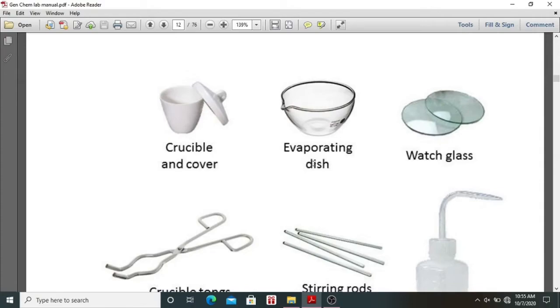Then we have also evaporating dish. This is actually used for evaporating liquids. You just put liquids here. It also holds your liquids. Then if you want to evaporate it, you can use the evaporating dish to evaporate that liquid.